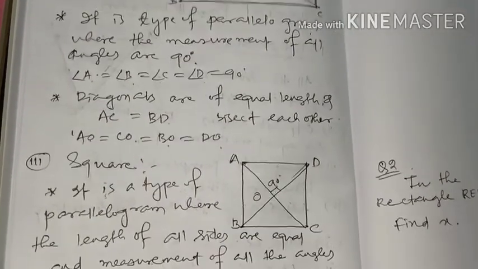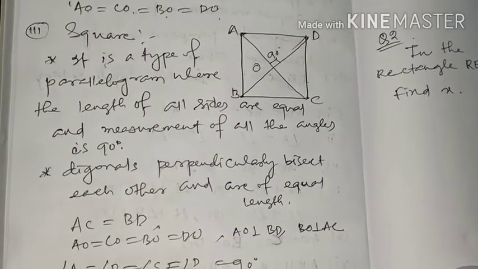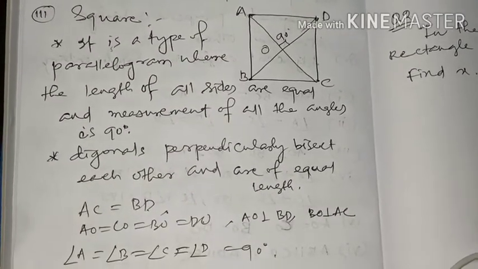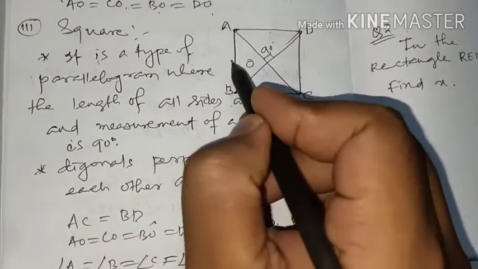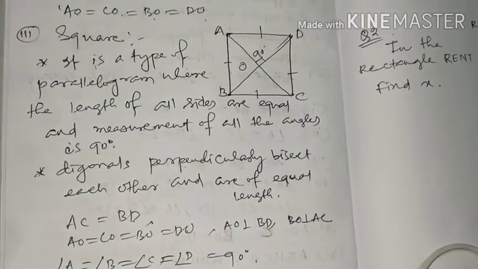Next, we come to the next type, that is square. Square is a type of parallelogram where the lengths of all sides are equal. You know that there are four sides AB, BC, CD and AD, and all the sides are of equal length.